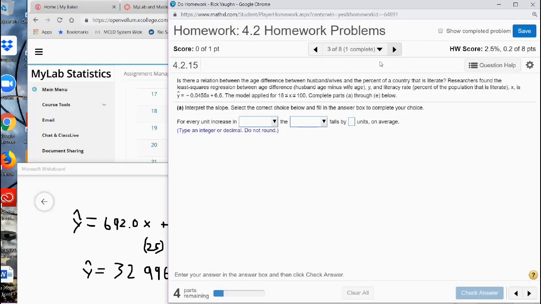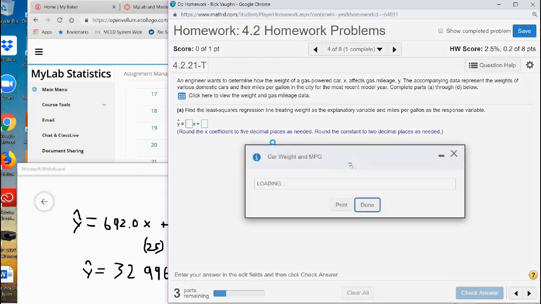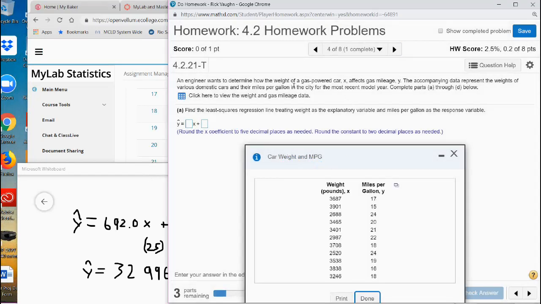All right, we're going to skip this part. This is just fill in the blanks. They give you some information. So we're going to do this one. Here it's actually just finding the least squares regression line. They give us the data, so I'll click here to open the car weight and MPG. We're using the weight as the independent variable, and the gas mileage as the dependent variable. So I'll open it in StatCrunch.